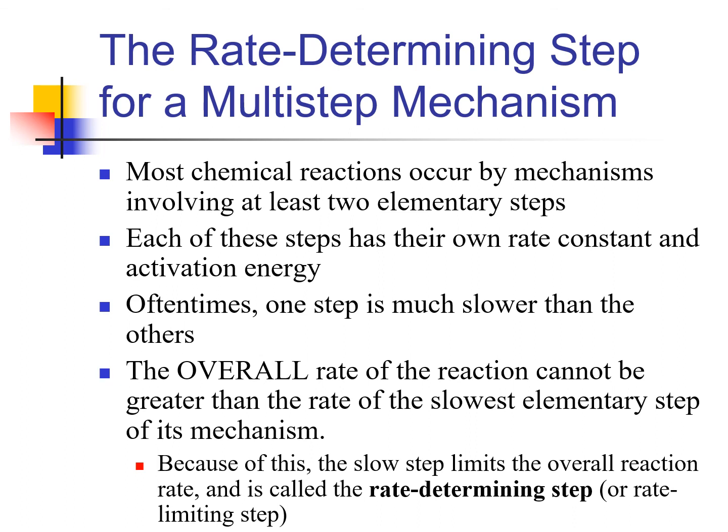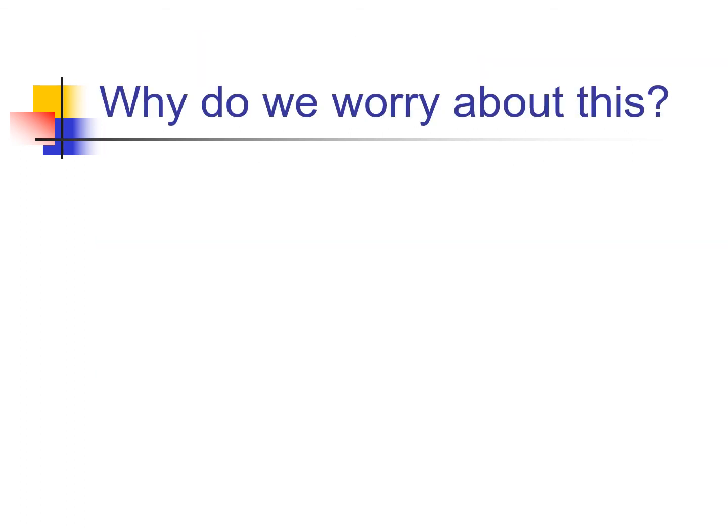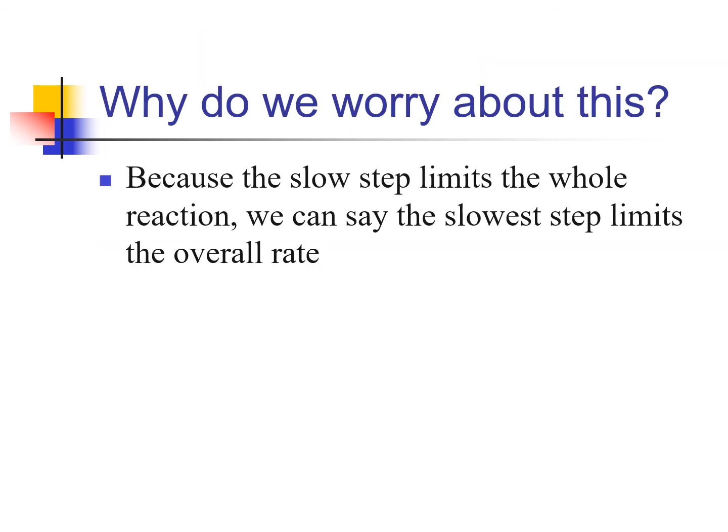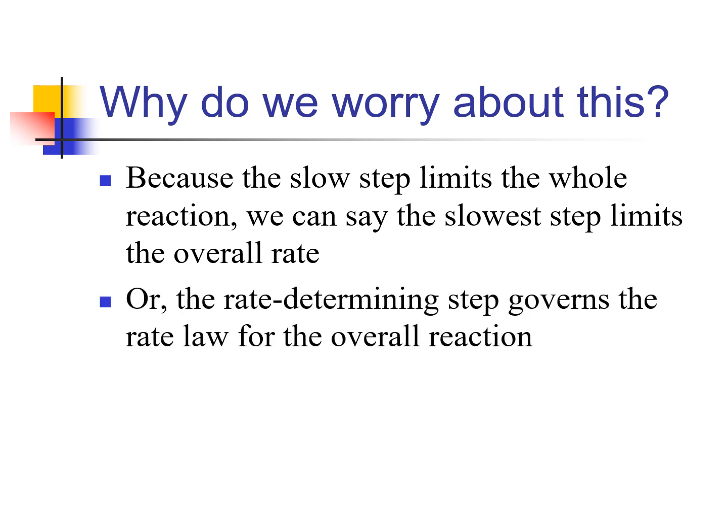Unless you are told that a particular step has a high activation energy, you'll be told what the slow step is. There is no way to identify this just by looking at it. Now again, why do we worry about all of this? Because the slow step limits the whole reaction. The slowest step limits the overall rate. In other words, the rate determining step determines the rate law as well.